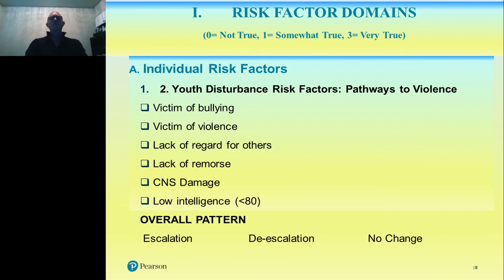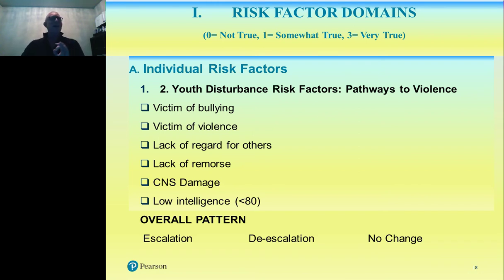Under that same first domain of not true, somewhat true, and very true, we're going to talk about these individual factors. While we talked about the empirically based risk factors, there are also what we describe as youth disturbance risk factors.